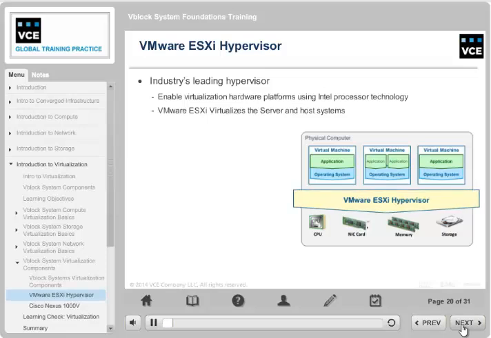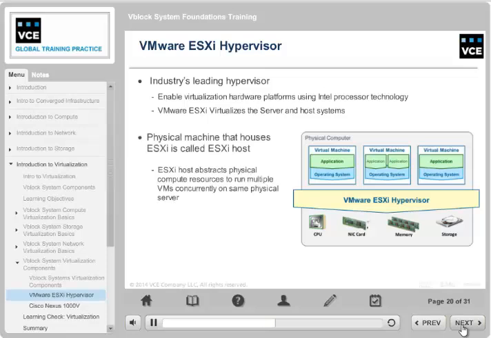VMware ESXi is the industry-leading hypervisor that provides a server virtualization solution. Remember that a hypervisor abstracts CPU, memory, and storage resources so that multiple virtual machines can operate concurrently on the same physical server. It is used to create and manage virtual machines on a physical host. The physical host on which VMware ESXi software is installed is called an ESXi host.